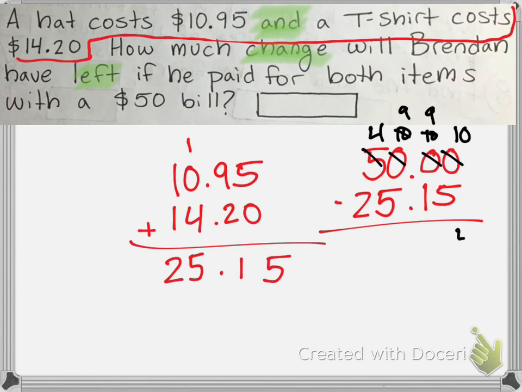10 minus 5 is 5. 9 minus 1 is 8. Bring our decimal down. 9 minus 5 is 4, and 4 minus 2 is 2. So he has $24.85 left after he bought his stuff. And Camilla got that in the chat, and Amelia wrote subtracting that as well.